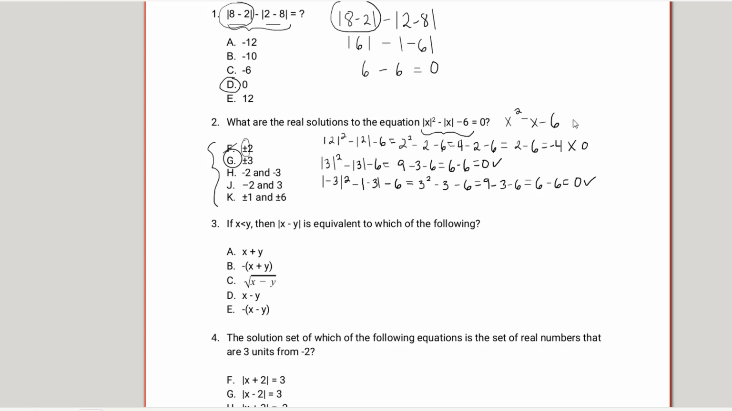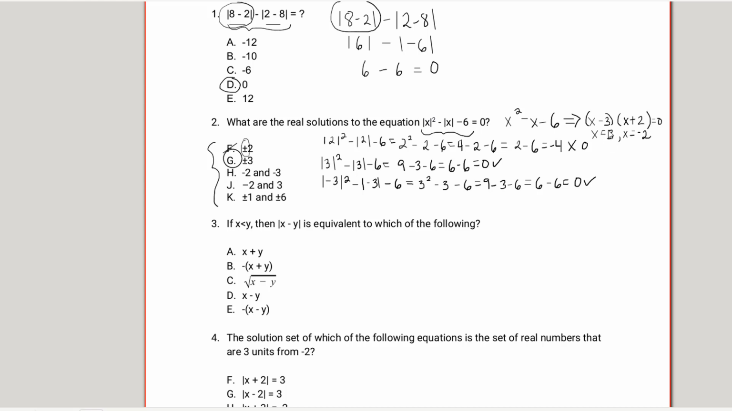Now, I had alluded to the fact that we could use the quadratic up here, and if you had wanted to, you could factor this expression into (x - 3)(x + 2) = 0. And that would give us values of x: x = 3 and x = -2. Now when we're dealing with absolute values, though, we have to check these values.